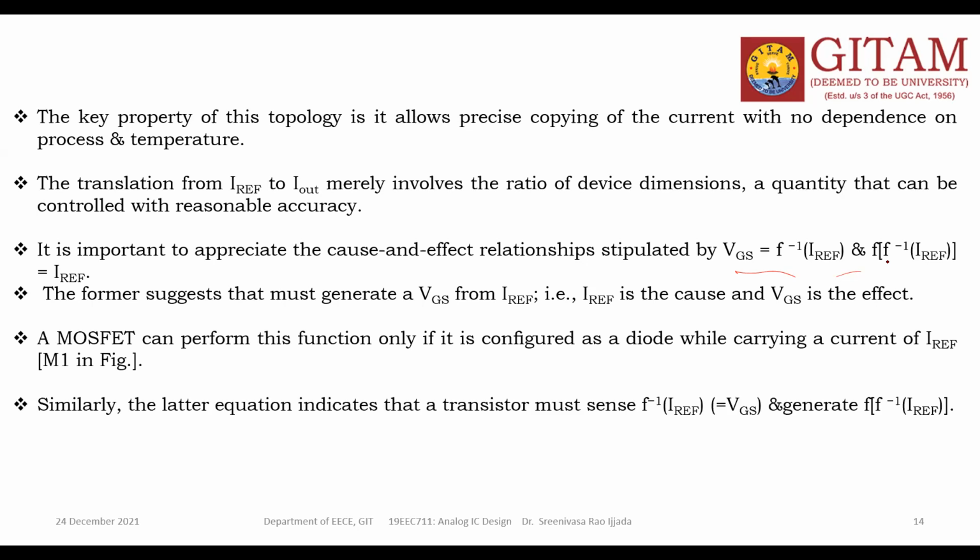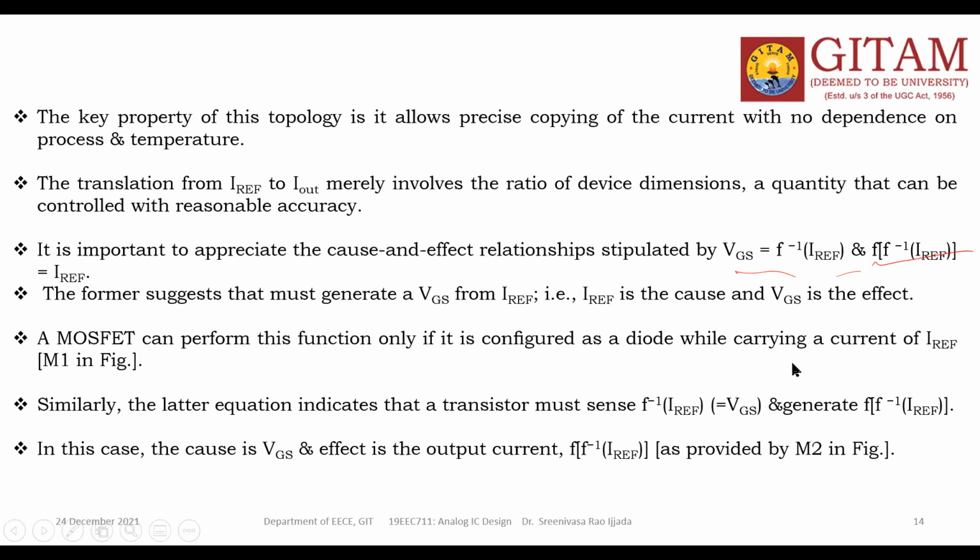So what is the second one? F inverse of I reference is equal to I reference. F inverse of I reference is VGS, and it generates F of F inverse of I reference. In this case, the cause is VGS and the effect is I reference.